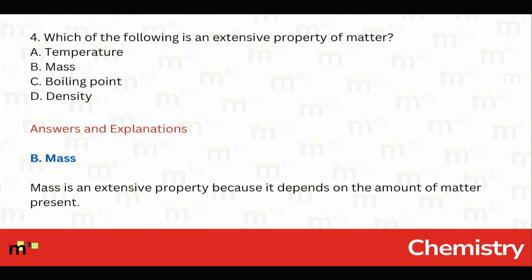Unlike weight, which can change with gravity, mass remains constant regardless of location. For example, an object with a mass of 1 kilogram on Earth will have the same mass on the Moon, though its weight would change due to the different gravitational forces.